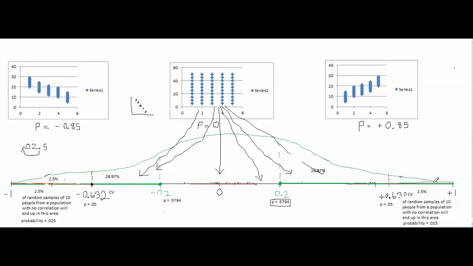What that means is that if you take a bunch of samples from this population randomly, 2.5% of those samples will end up looking something like this. They'll end up with strong positive correlations, and the correlation of the sample will be out here. But that only happens 2.5% of the time.